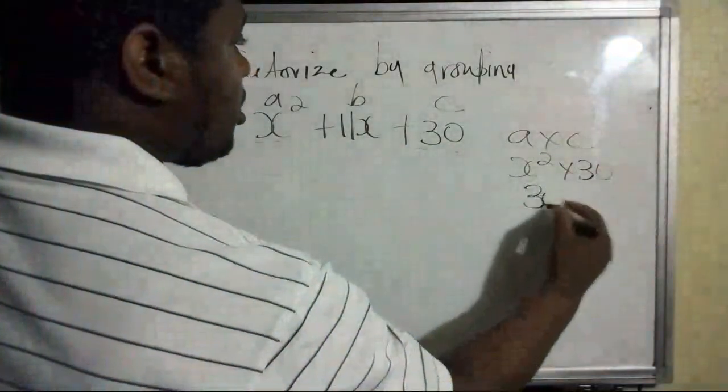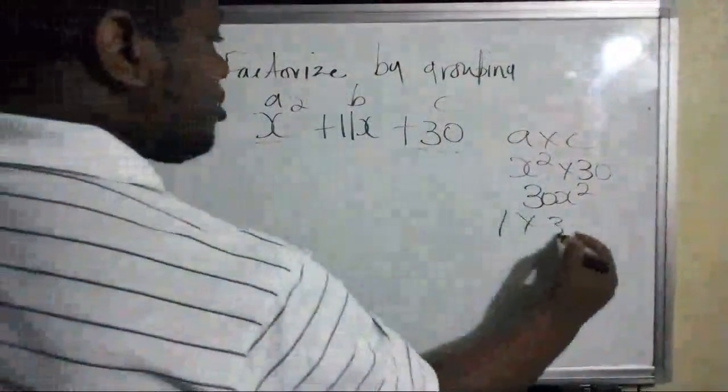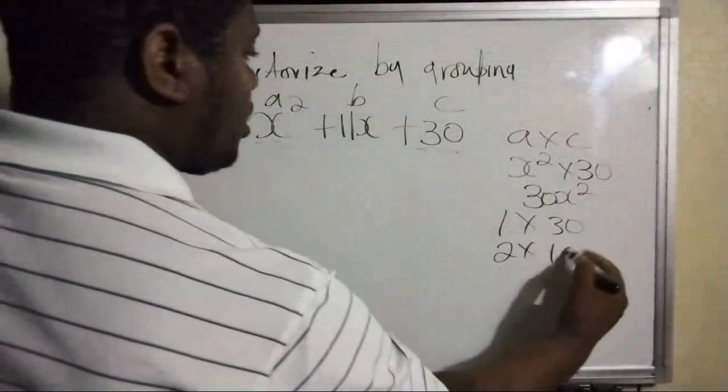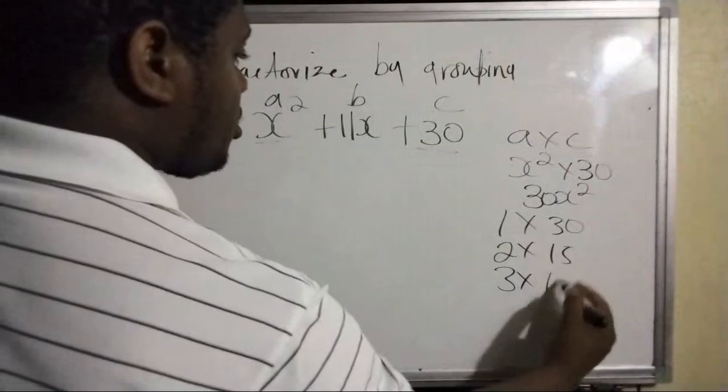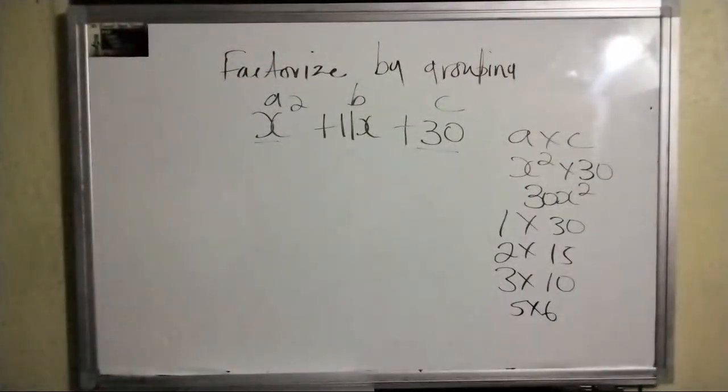And that's 30x squared. So we list all the factors of 30. So it's 1 times 30, 2 times 15, 3 times 10, 5 times 6. So now we go to our investigation.